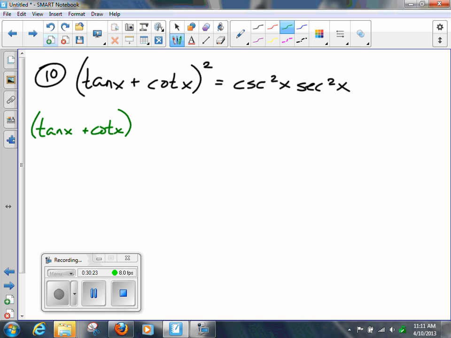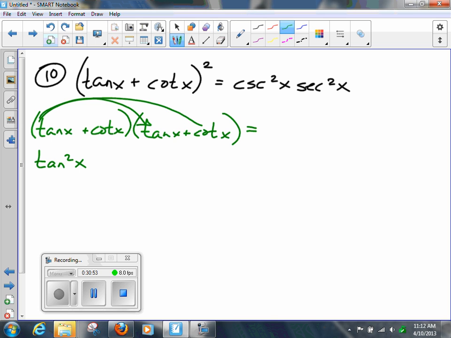Folks, you got to know that when you have a quantity squared, you are to write that quantity 2 times. You cannot, nor is it legal, to just say tangent squared x plus cotangent squared x. No, you can't do that. That's not right. It is that quantity squared, that quantity times itself. Now, here we go. Foil it out.